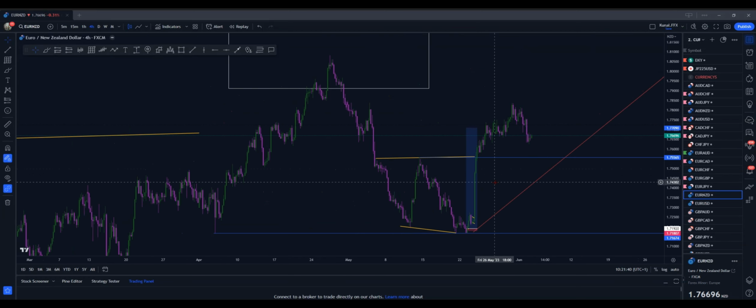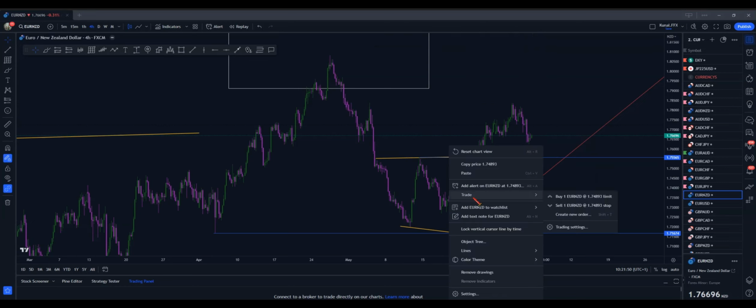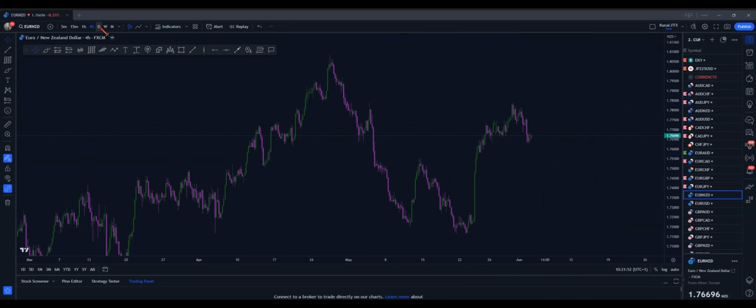Euro New Zealand, beautiful trade. Honestly, ran about 56% that trade. Anyway, I need to get over it and just move on with life. You can't be living in the past all the time.